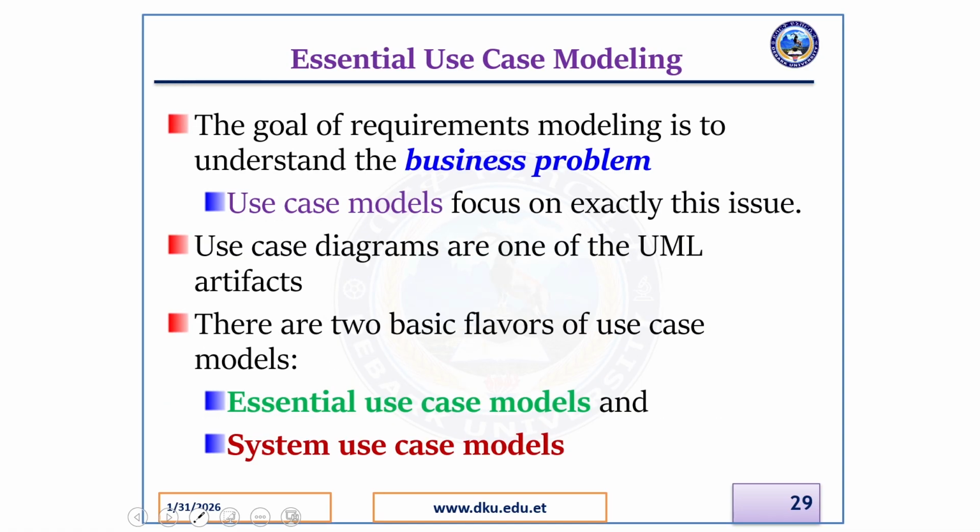Another important topic here is essential use case modeling. The goal of requirements modeling is to understand the business problem. So, use case models focus on exactly this issue. Use case diagrams are one of the Unified Modeling Language artifacts. There are two basic flavors of use case models. The first one is the essential use case model, and the second one is the system use case model.